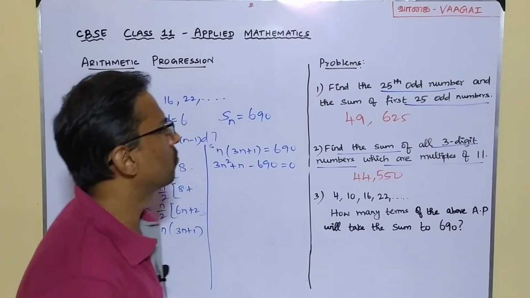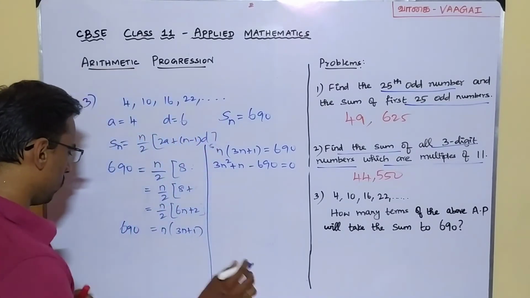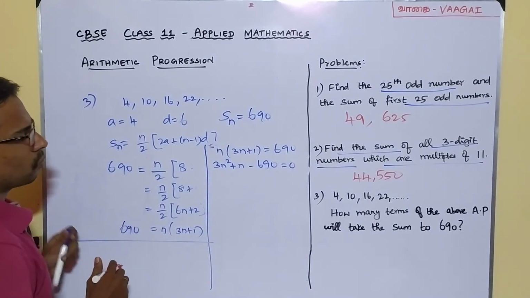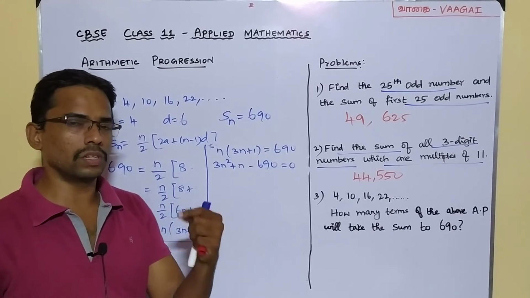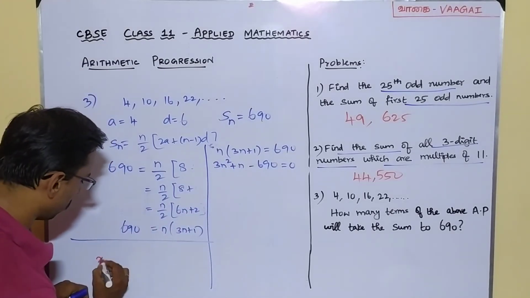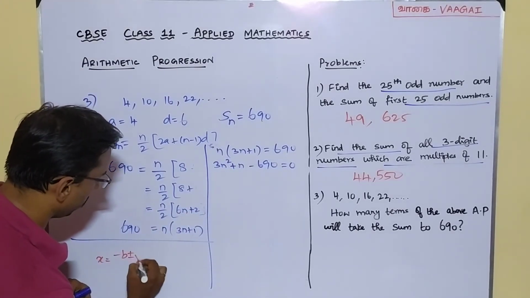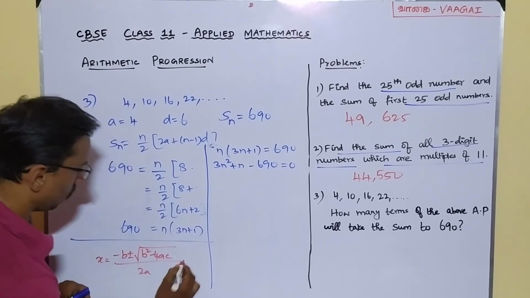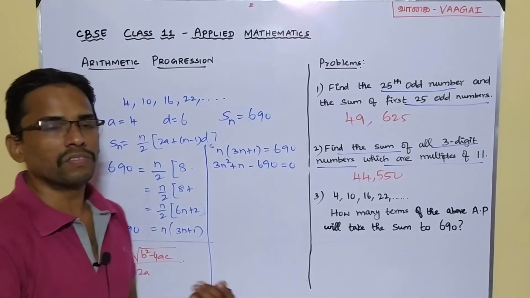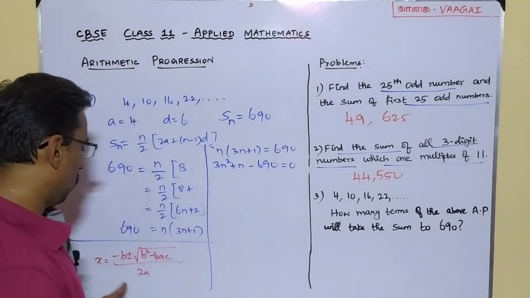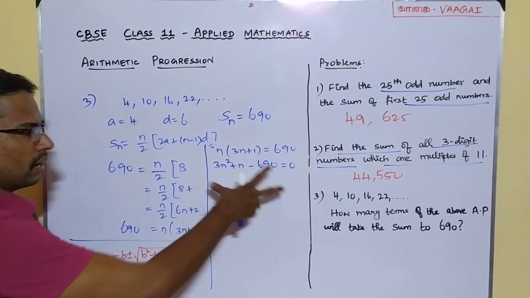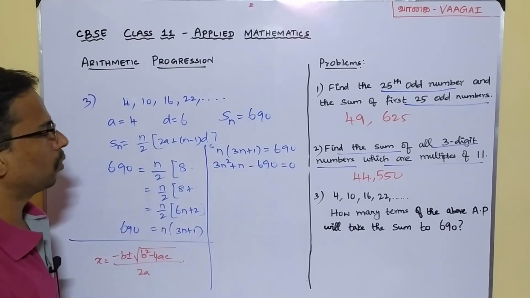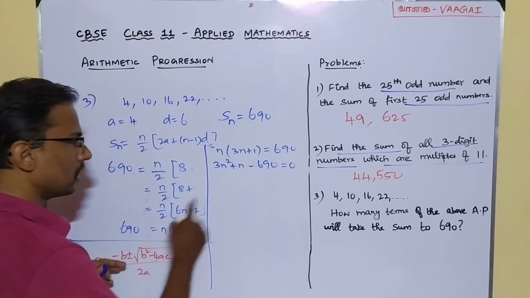What is the quadratic formula? If you want, I can even write it here somewhere. Let me use a different color. When we have a quadratic equation ax square plus bx plus c is equal to 0, and we want to solve for x, x is equal to minus b plus or minus root of b square minus 4ac, whole divided by 2a. That's the quadratic formula. I hope you have studied it earlier. We will be frequently using this whenever we end up with a quadratic equation, especially a slightly complicated one. So I'll use this formula here to solve it.